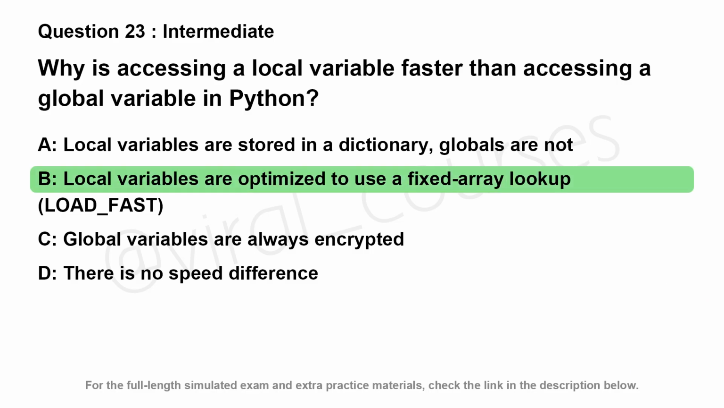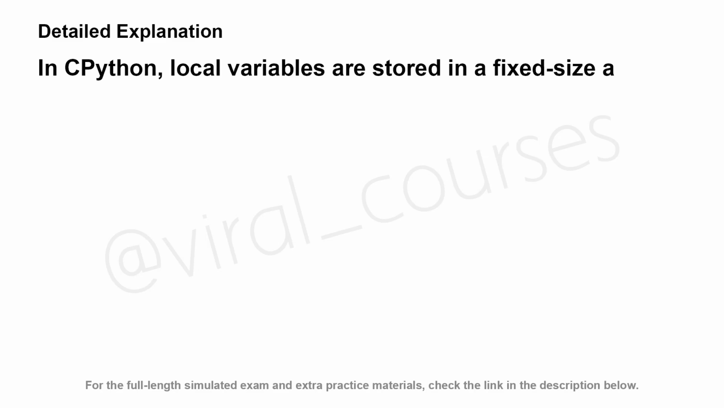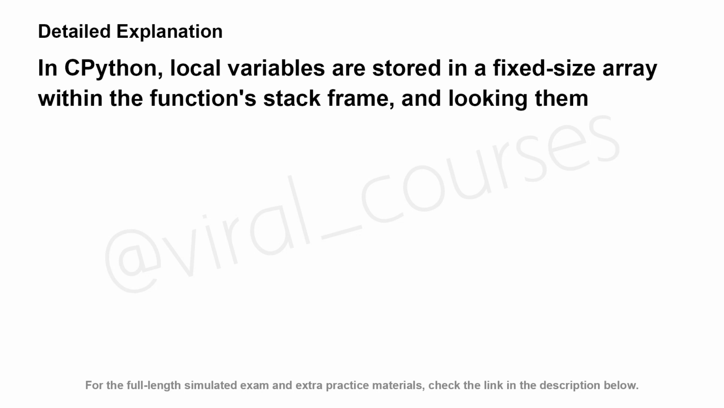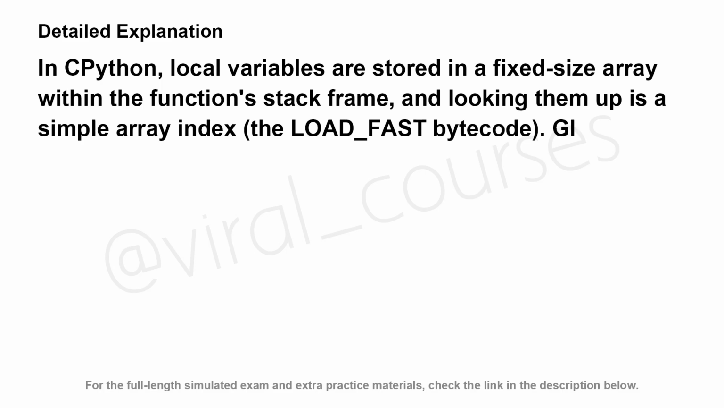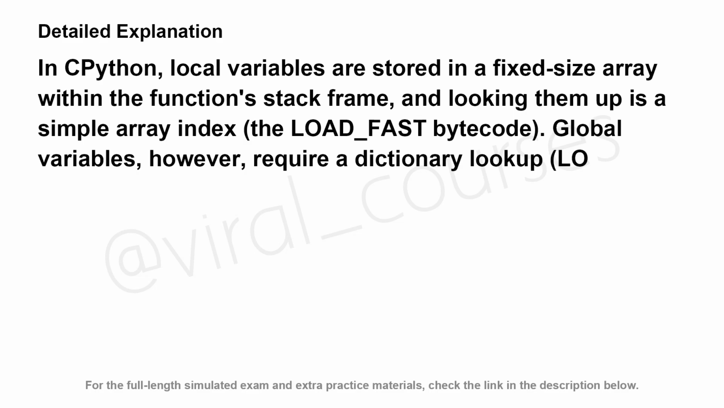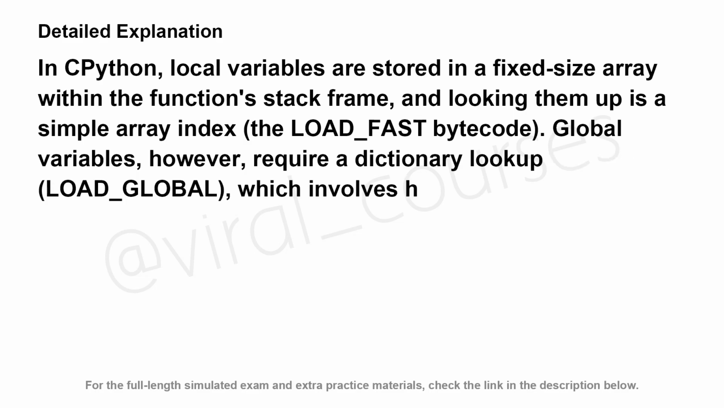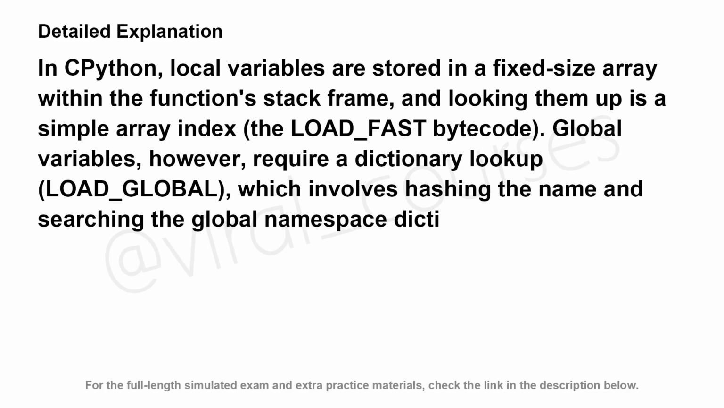The correct answer is B. In CPython, local variables are stored in a fixed-size array within the function's stack frame, and looking them up is a simple array index, the LOAD_FAST bytecode. Global variables, however, require a dictionary lookup, LOAD_GLOBAL, which involves hashing the name and searching the global namespace dictionary, making it slower.